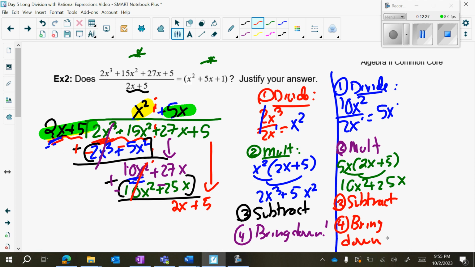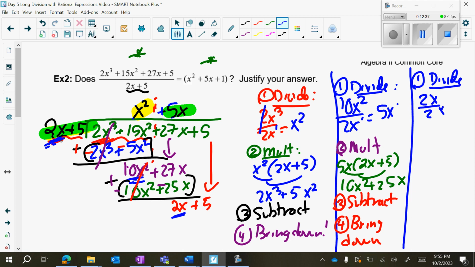Okay, I'm just writing in my steps on the side. Now I'm going to do it again. Divide, multiply, subtract, bring it down. Divide. 2x divided by 2x. Hoping you're saying is 1. It's a positive 1 though, so we got to put a plus in front of it, okay? Now multiply. 1 times 2x plus 5 is 2x plus 5.